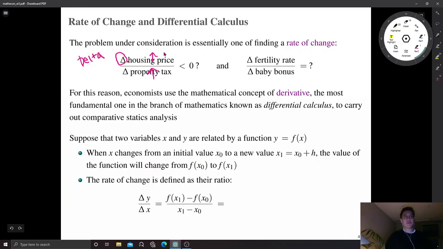And it is commonly used to denote changes, the amount of change. So this delta of a housing price means change in housing price. And for quantitative questions, now we consider the magnitude of the rate of change, the size of the rate of change. So in the previous example, if the government provides a baby bonus, how much increase in fertility rate, that is related to the size of this rate of change.